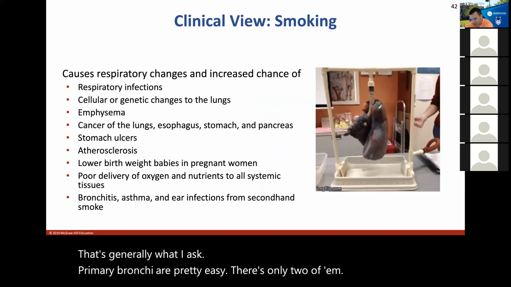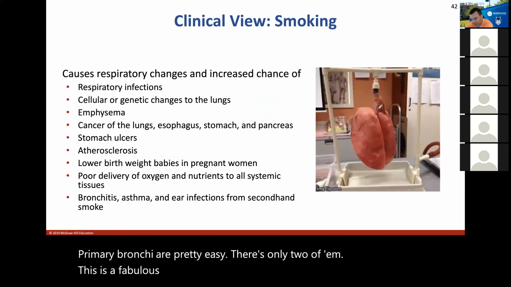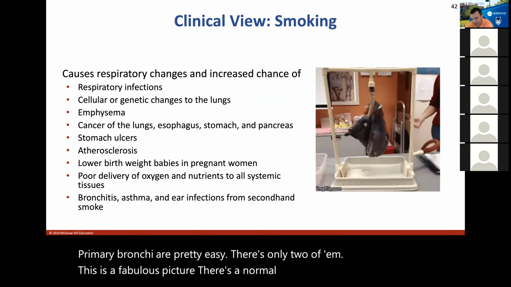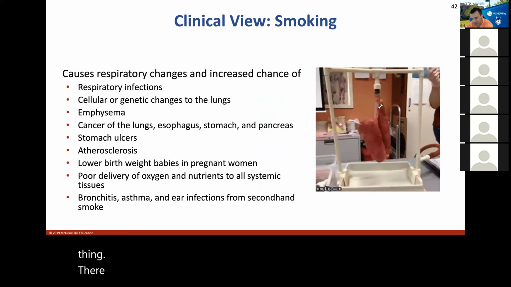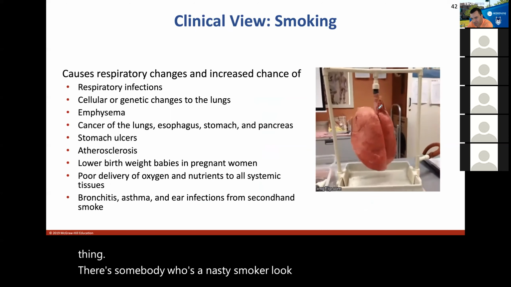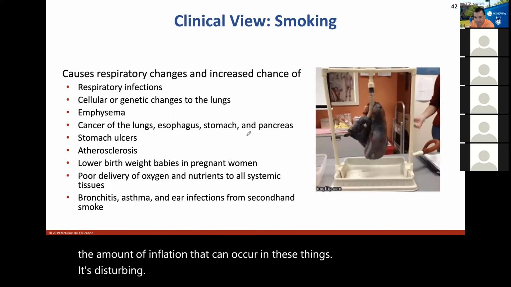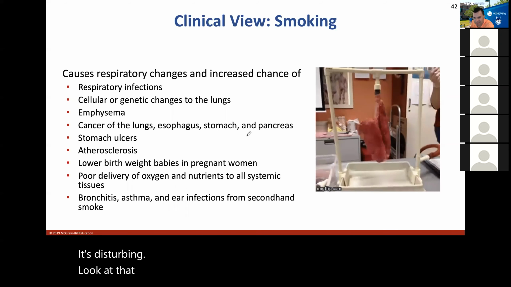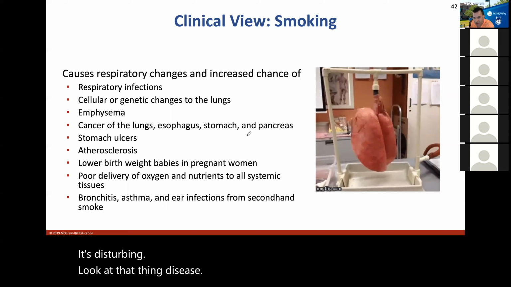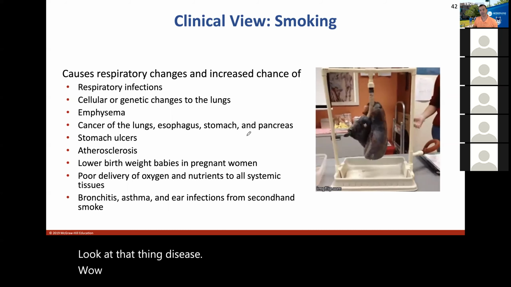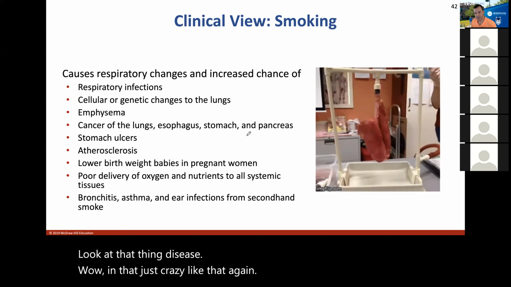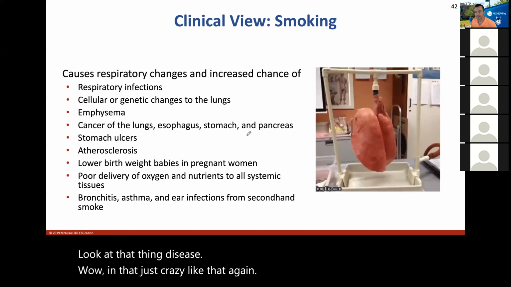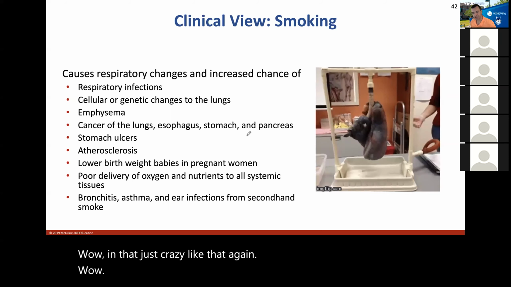This is a fabulous picture. There's a normal lung. Look at that thing. There's somebody who's a nasty smoker. Look at the difference between the amount of inflation that can occur in these things. It's disturbing. Look at that thing. Disease. Wow. Isn't that just crazy? Look at that again. Wow. That is a huge difference.